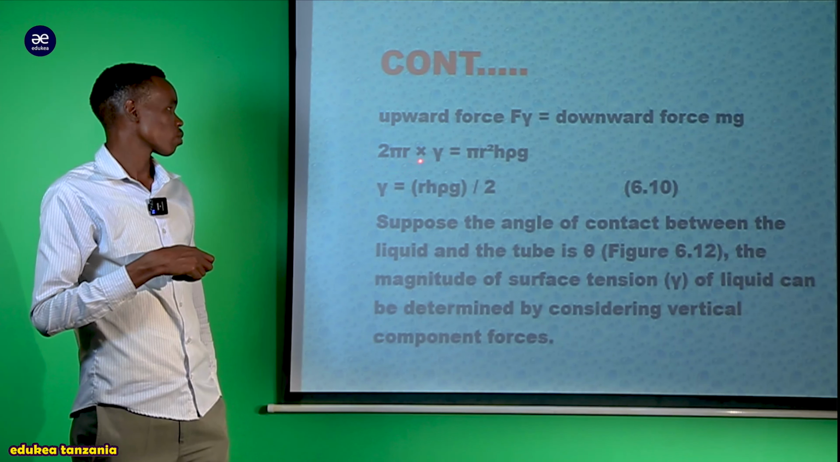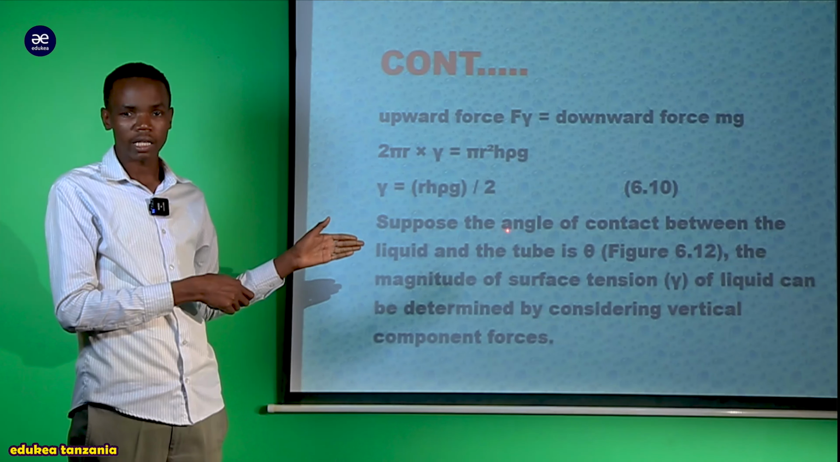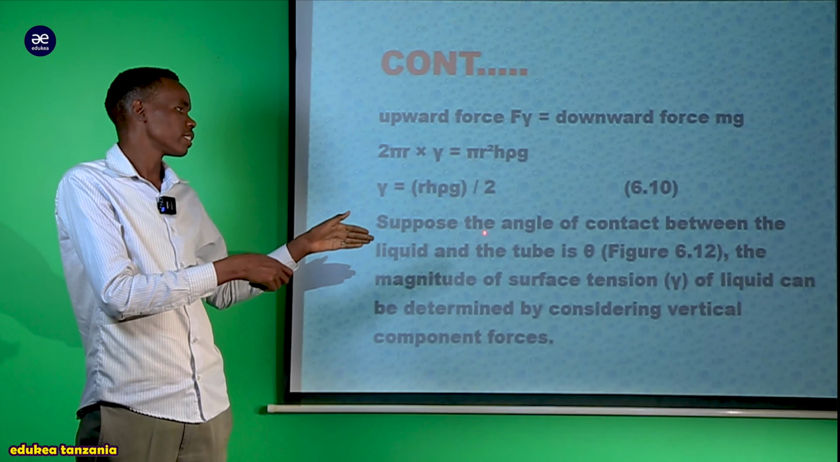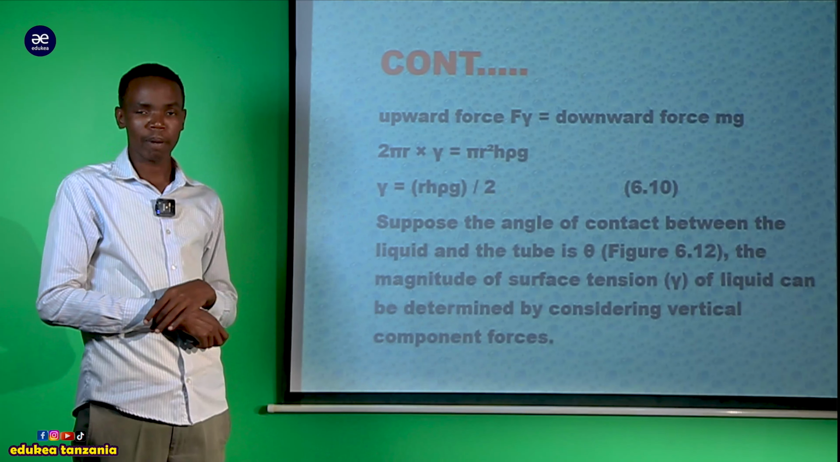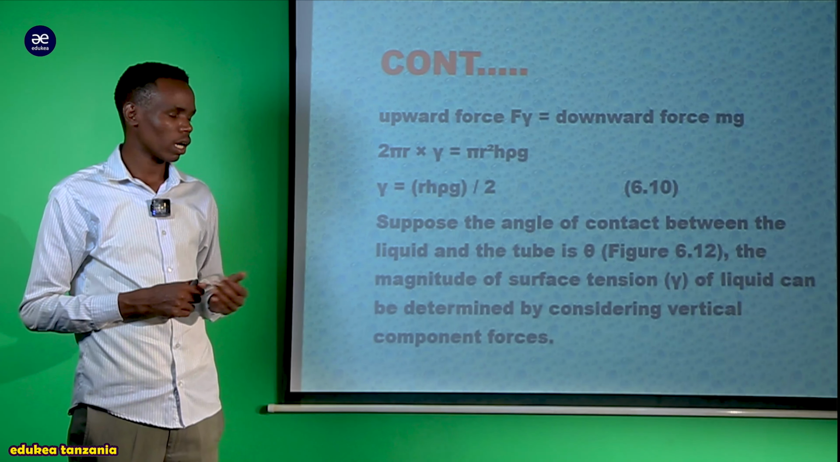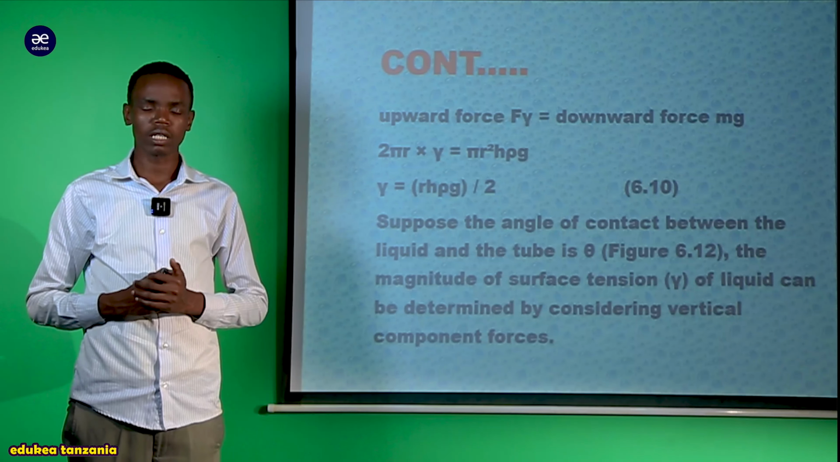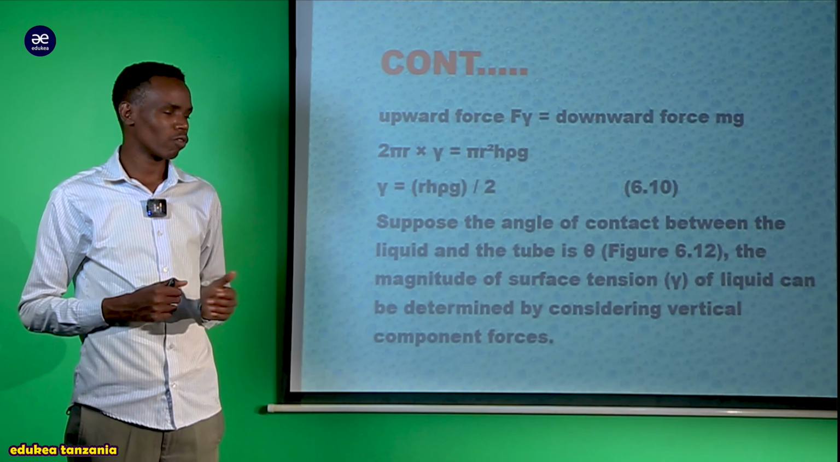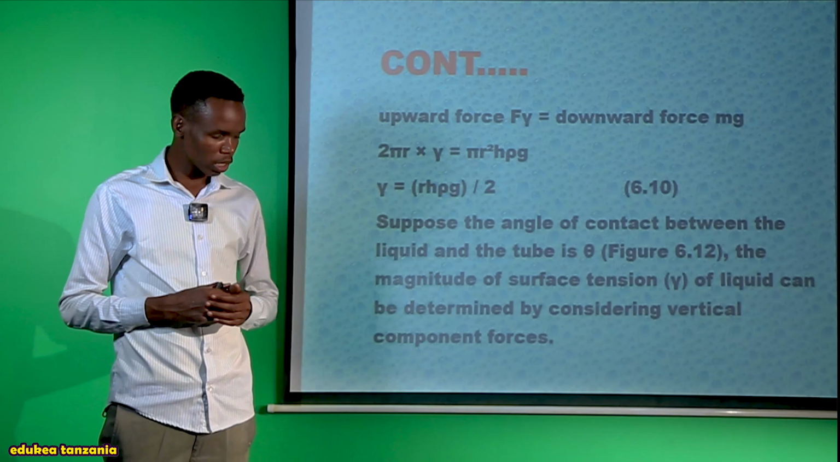Now we are supposed to make the surface tension the subject here. If we make the surface tension the subject, we should obtain that surface tension must be equal to r h density g divided by 2, where this r represents the radius of the liquid column, but this h represents the height of the liquid column, and this symbol represents the density, and this one represents the acceleration due to gravity.